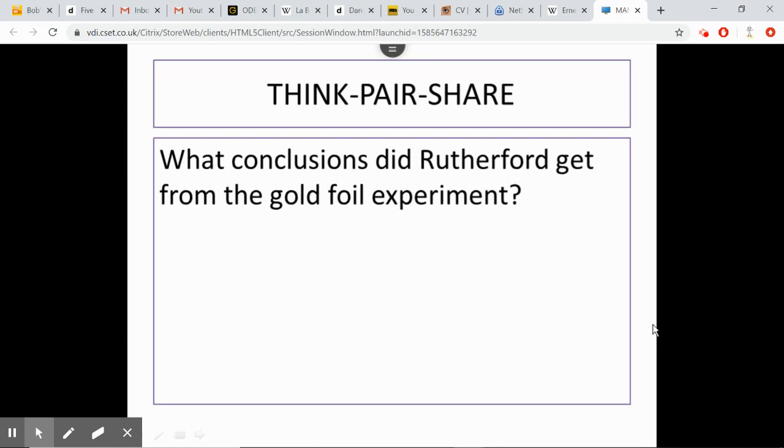Right, what I'd like you to do now is, just like in class, the think, pair, share activity. I would like you to have a think about this question and go and find a partner and explain to them the answer, please. So maybe that could be a parent or your pet dog or cat or frog in the pond. It could be your neighbour over the garden. If you can explain the answer, it means that you can understand it. So what I'd like you to do now is pause the video and go tell someone the answer to this. What conclusions did Rutherford get from the gold foil experiment? Go.